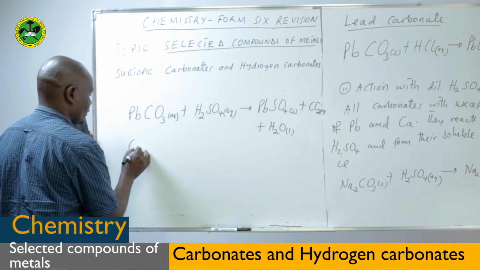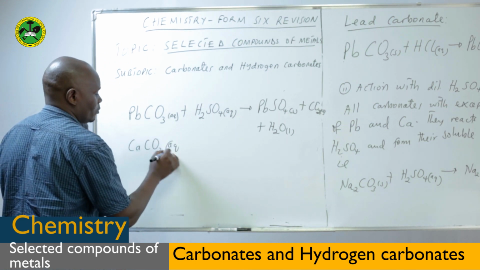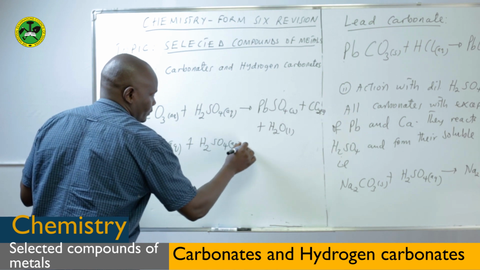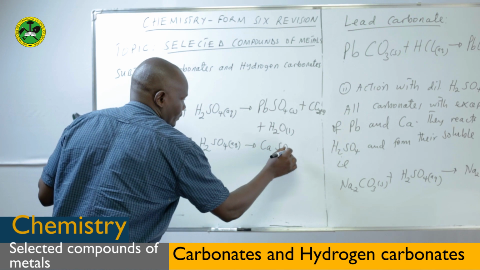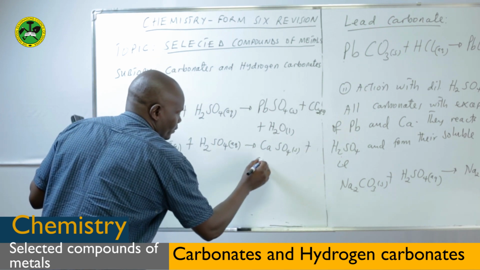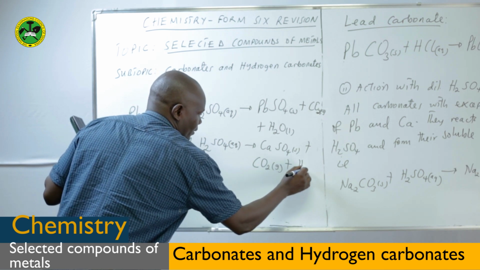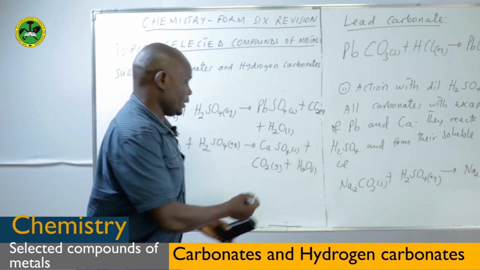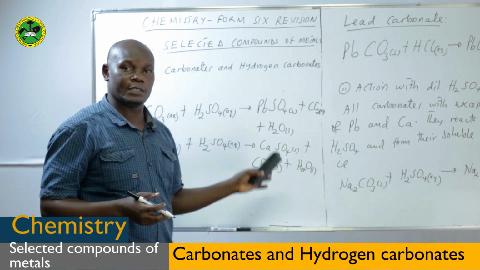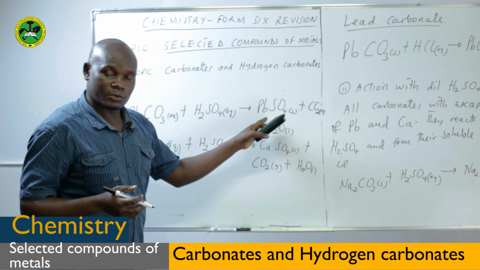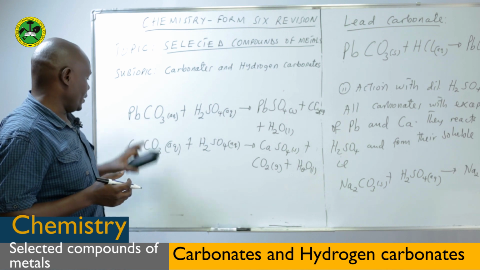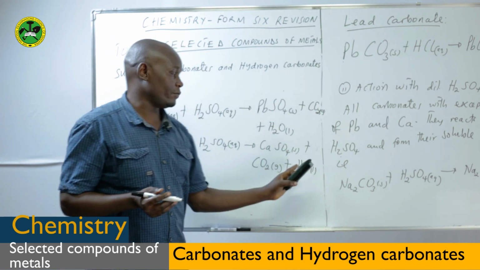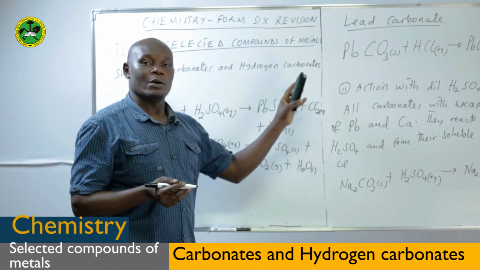Even calcium carbonate will also result in the formation of calcium sulfate, which is solid, plus carbon dioxide gas, plus water molecules. So the calcium sulfate formed is also solid. The solid products formed here prevent further reaction. That's why the carbonates of lead and calcium can be used in transportation of sulfuric acid, since they form a protective coating layer on the surface that prevents further reaction from taking place.